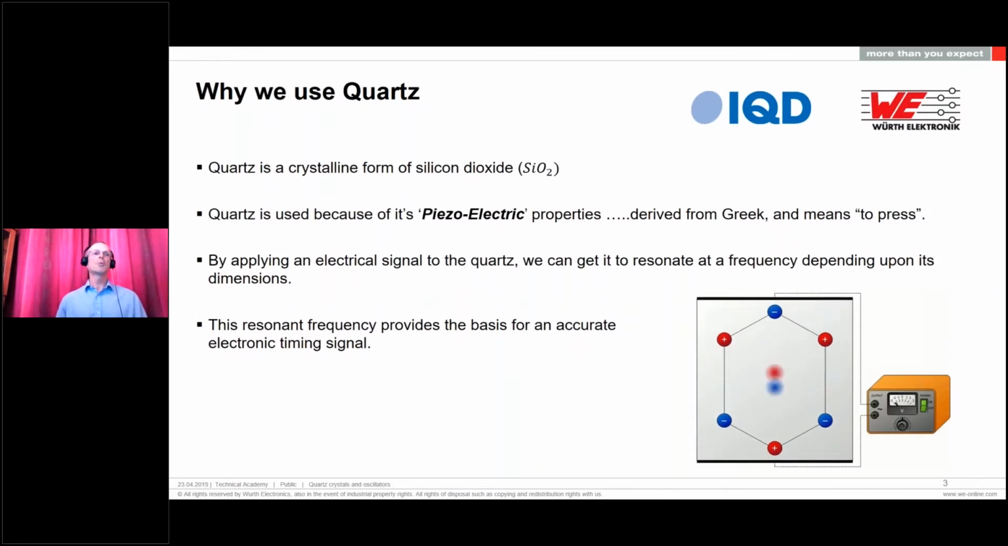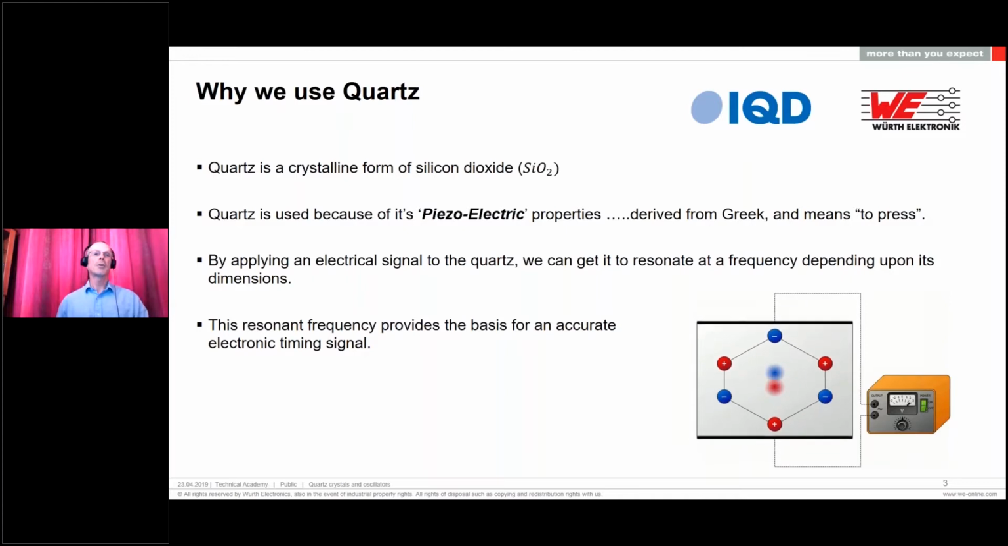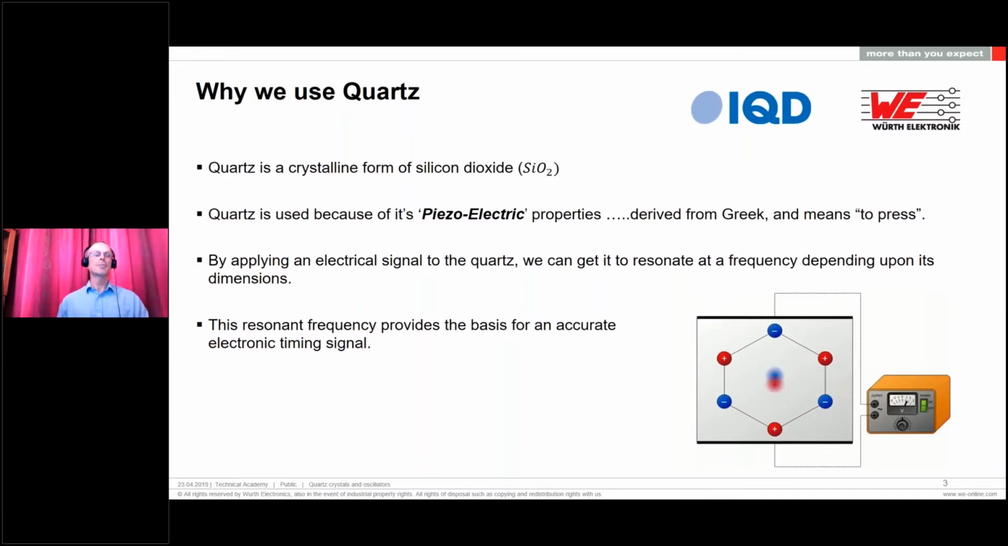So first of all, why do we use quartz? Well, quartz is a crystalline form of silicon dioxide, sometimes known as silica, rather like sand on the beach. And quartz is used because of its piezoelectric properties. This is derived from the Greek word and means to press.